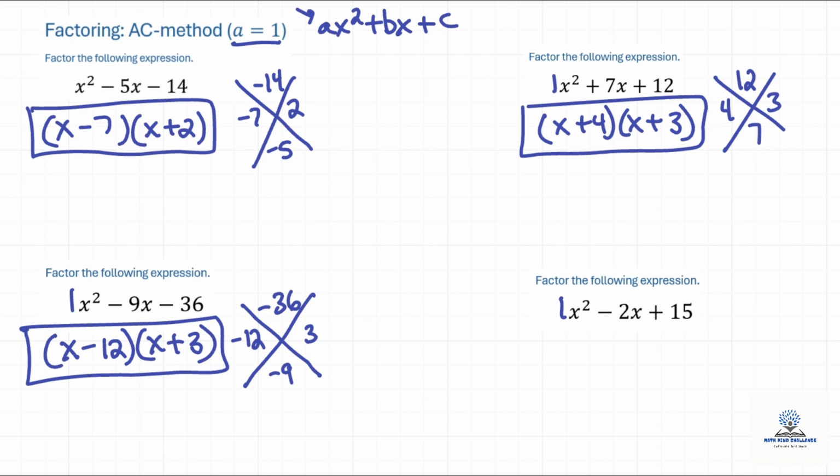And then this last one, if I do a times c, I get 15, and they have to add to negative 2. So we can try some different numbers, but if you try 5 and 3, well, those multiply to 15, but they don't add to negative 2. And the problem is if I put a negative here and say, well, it might get negative 5, but now that would be negative 15. So there aren't any numbers I can fill this pattern with. And when that happens, we just say this does not factor, or you can say that the trinomial is prime.